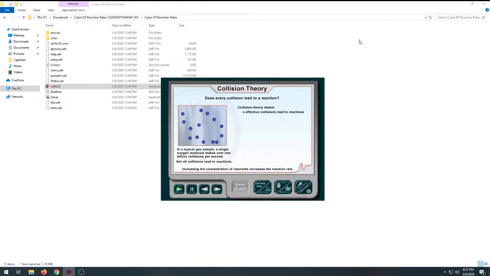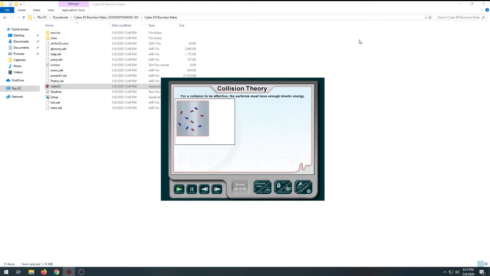A theory known as collision theory distinguishes between effective collisions, which lead to reactions, and ineffective collisions, which do not. The two factors determining the effectiveness of a collision are the energy of the colliding particles and the orientation of the particles when they collide. These factors will be explored in the next few scenes. For a collision to be effective, the colliding particles must have enough kinetic energy. Kinetic energy is the energy related to motion. The more kinetic energy a particle possesses, the faster it travels.